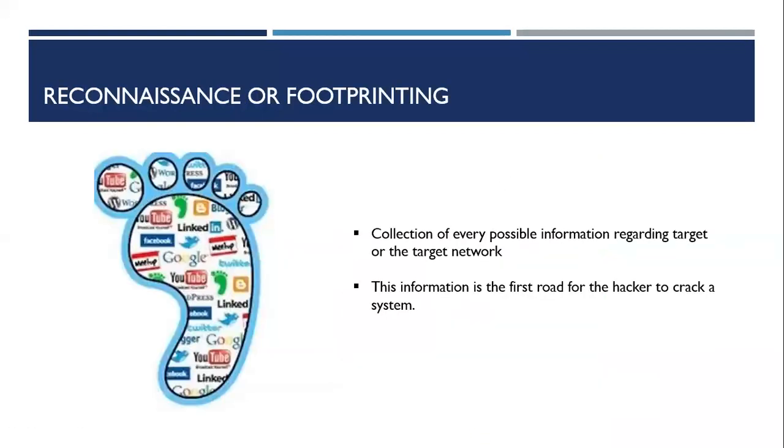So now today's main agenda is to discuss the first phase of hacking, and we will see some lab practicals after that. Footprinting is basically a collection of every possible piece of information regarding a target or the target network. This information is the first road for the hacker to crack any system, because to fight your enemy, first you have to know your enemy, okay?